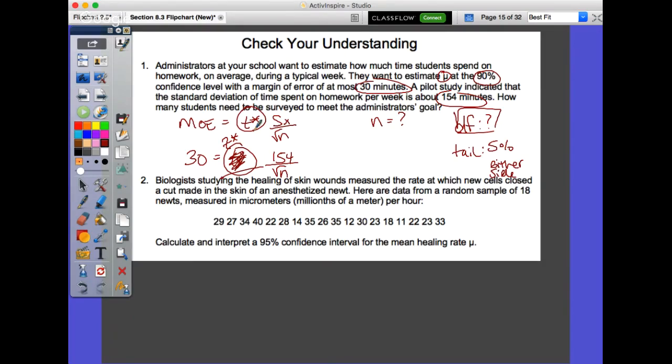So for z star, we go to our formula or to inverse norm. Inverse norm of 0.025, comma 0, comma 1. And we get 1.96, so 1.96 is z star. And so what we get here is 30 equals 1.96 multiplied by 154 over the square root of n. What we can do here is multiply across, so we multiply 1.96 times 154.